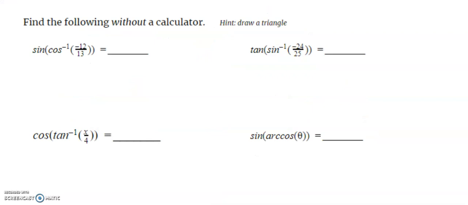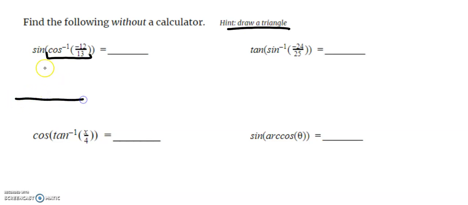All right, find the following without a calculator. Hint, draw a triangle. So in these four, we're going to start with the inside and work our way out, but we don't have any unit circle special numbers, okay? So we can't just use our reference angles and our triangles that we're used to. Instead, we're going to have to draw our own triangle to reference. So looking at this right here, cosine inverse of -12/13.